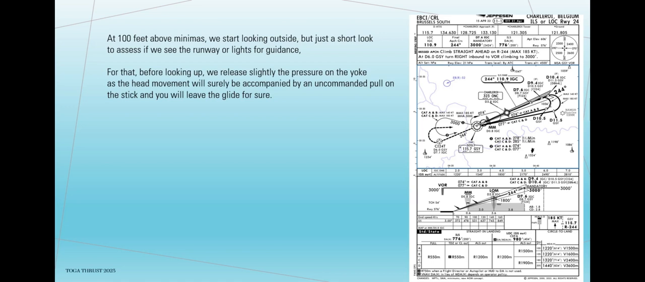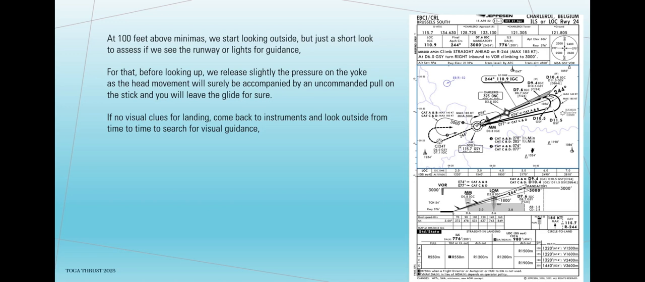For that, before looking up, we release slightly the pressure on the yoke, as the head movement will surely be accompanied by an uncommanded pull on the stick, and you will leave the glide for sure. If no visual clues for landing, come back to instruments, and look outside from time to time to search for visual guidance.